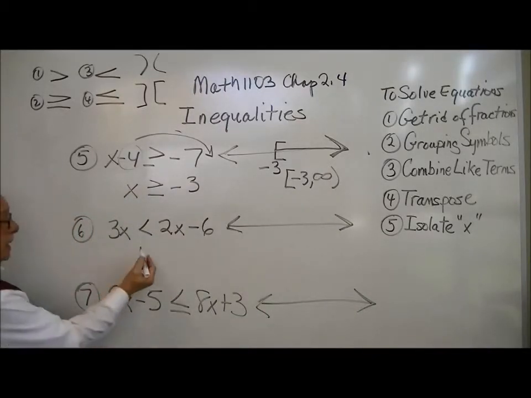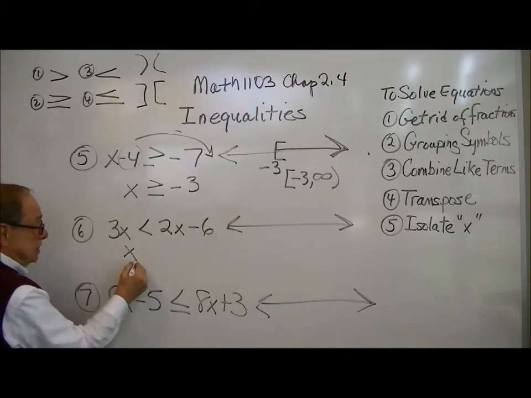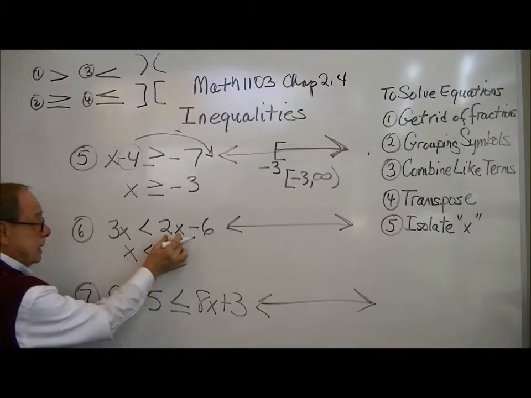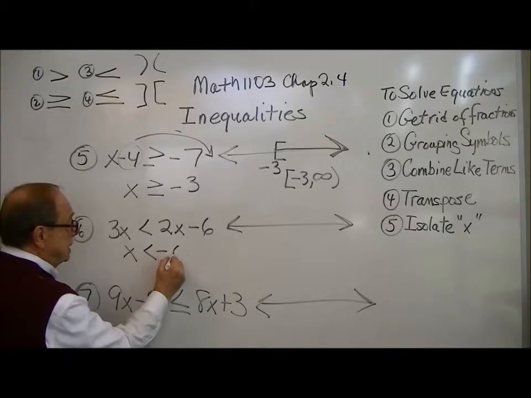All right, this one again, we're going to transpose. This side just becomes an x. -2x, -2x, x, -6.